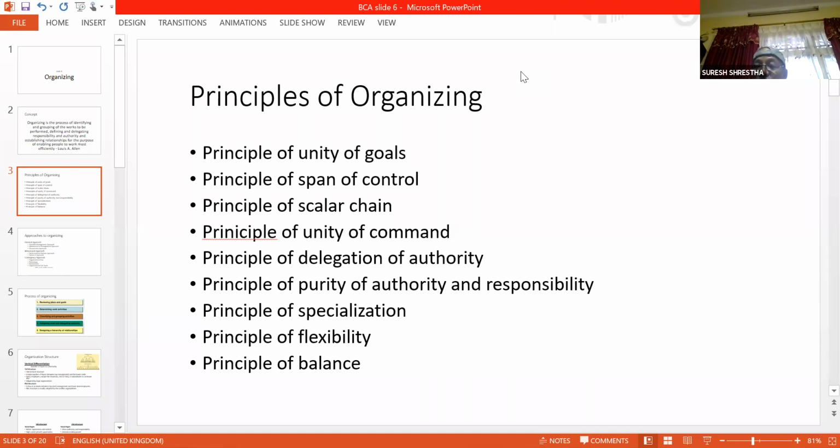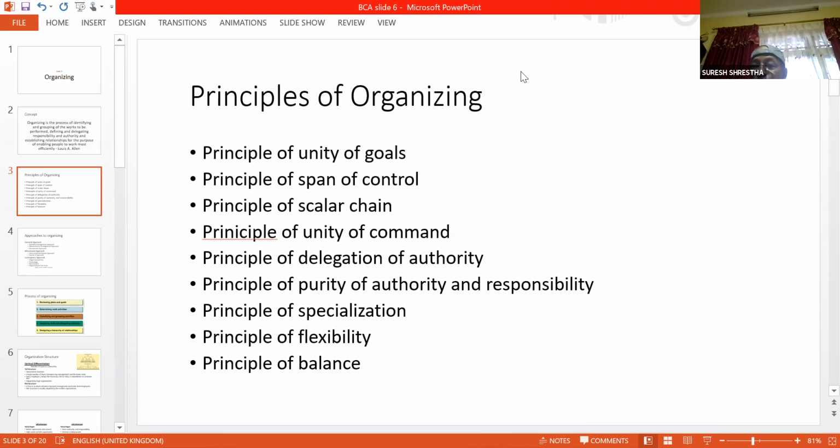Principle of scalar chain, you already know this. Scalar chain means there has to be a linear relationship among the people working in the organization. There has to be a certain hierarchy where lower level people report to the higher level, and the higher level people report to the even higher level. So the command flows in a linear fashion, and reporting also goes in a linear chain.